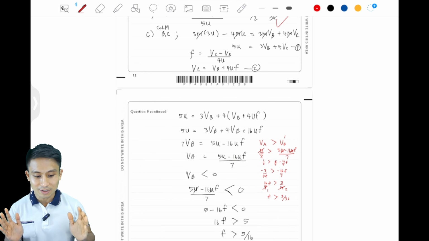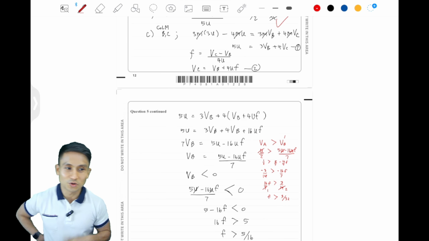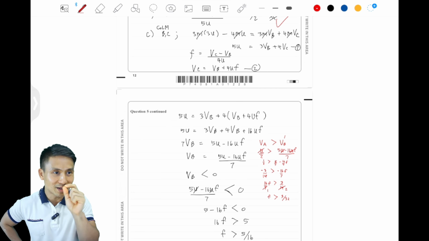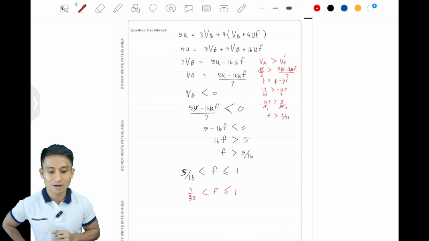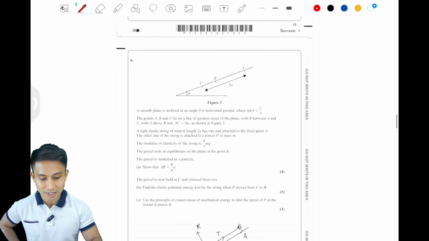Usually the hard bit is about finding the range of values of these coefficients. So for coefficient of restitution, you need to know that it cannot exceed 1, and it has to be greater than 0. But then the lower bound is a tricky part. The lower bound here, I got it wrong at first, so I would stress that.